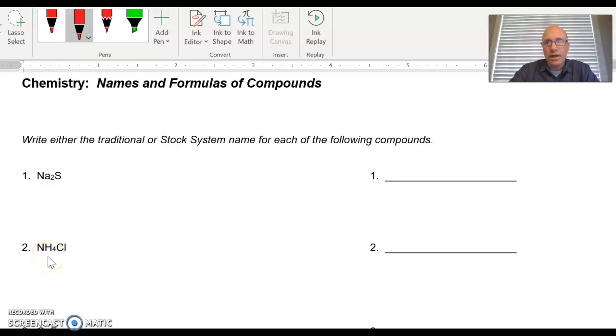Okay, so I'm just going to go through these examples really quick. And again, the more you do these, the more that you should be able to recognize the situations.